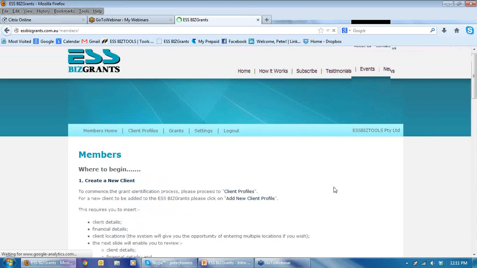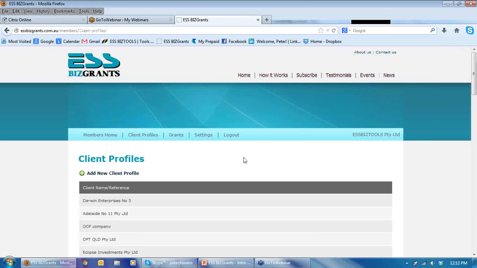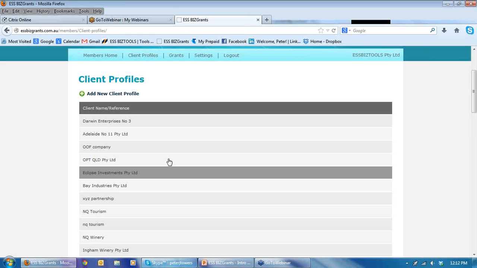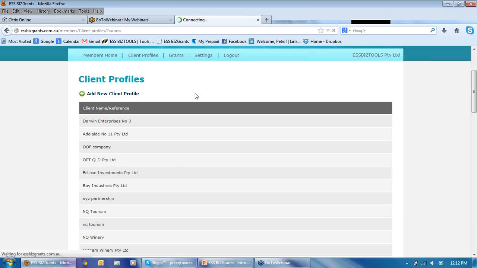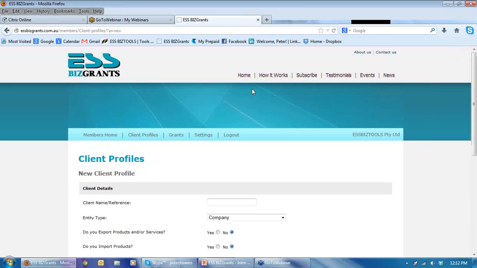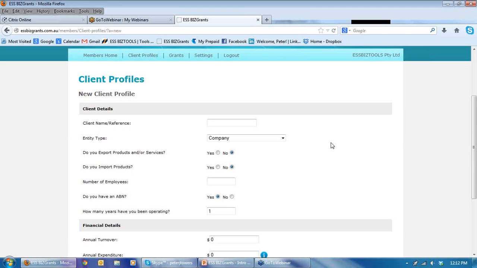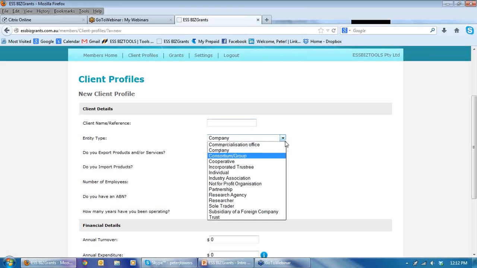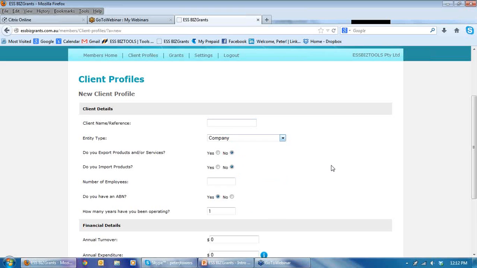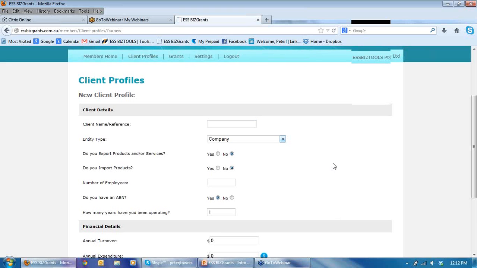I've already logged in, so we'll go straight to client profiles. Now, we have a number of client profiles already in there, but in the first instance, I'm going to show you a blank profile so you can understand what you have to complete. The first area we're looking for is the name or the reference number that you've allocated. You need to tick or just enter the type of structure that this client operates on.